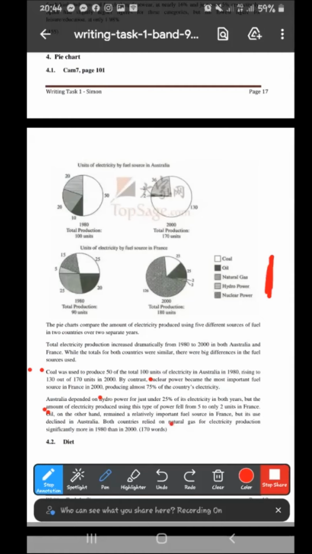So if you cover all the aspects of the sources of fuel, then you'll get good marks. I can't guarantee that you'll get full marks. I have to touch all points exactly as they are given. All points.